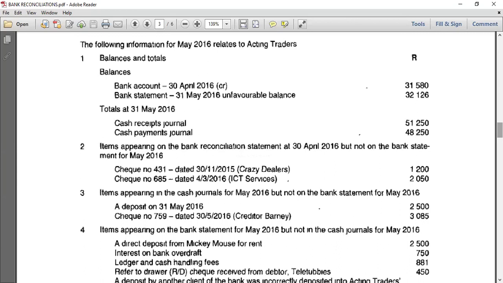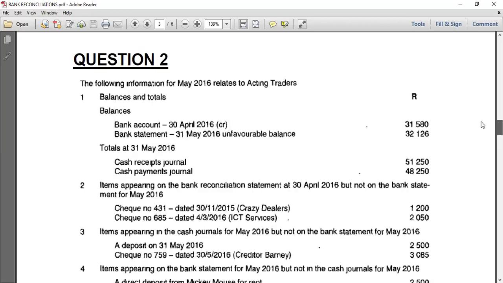Now let's start. The balance in the bank account on 30 April, that is at the beginning of the month. Remember, we're in May, so the balance for April should be the opening balance for May. The balance as per bank statement will go to the bank reconciliation statement. Right, totals is at 31 May 2016.